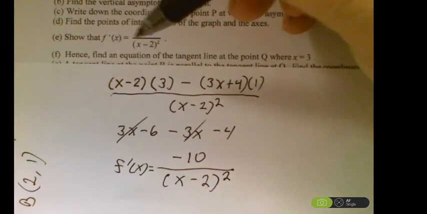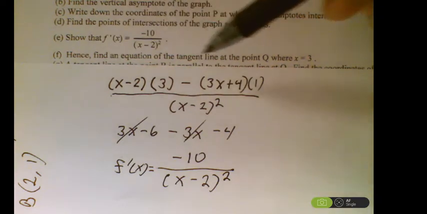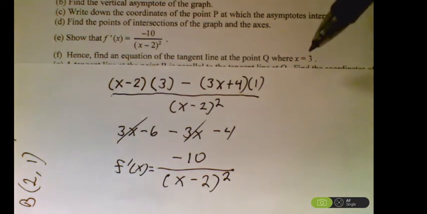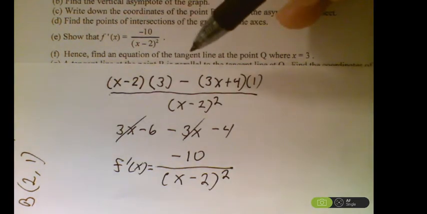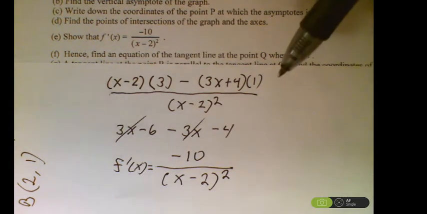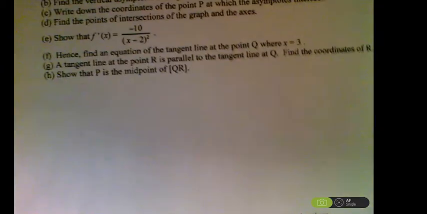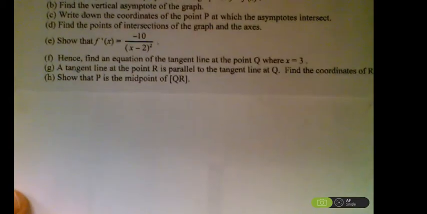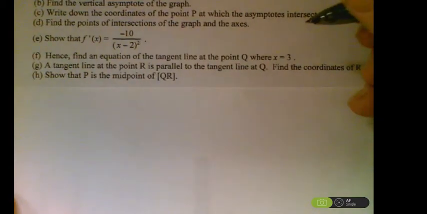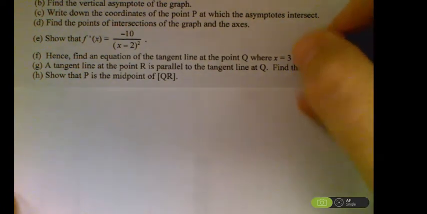Anyway, find the equation. So hence, meaning we're now using that answer to find an equation of the tangent line at point Q, and they are giving us an x coordinate. As always, you're looking for the equation of a line, so it means we need a point and a slope. Get a new sheet of paper for you. So as far as the point is concerned, all we know is the x coordinate, which means we need a y coordinate to go with it.